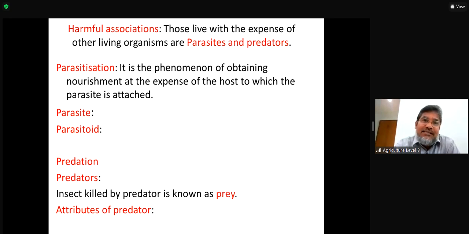So what happens, this particular parasitoid lays eggs inside the egg of rice stem borer.